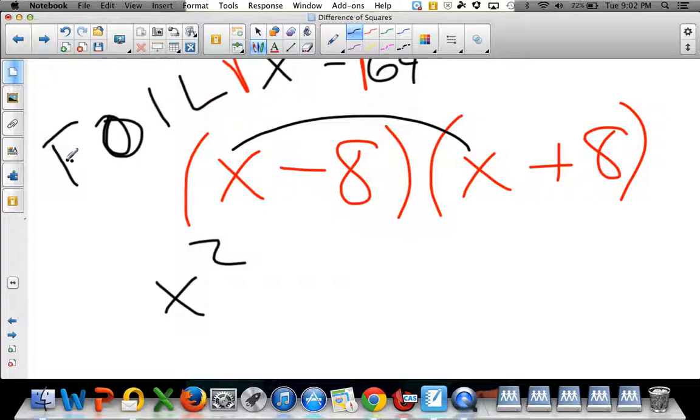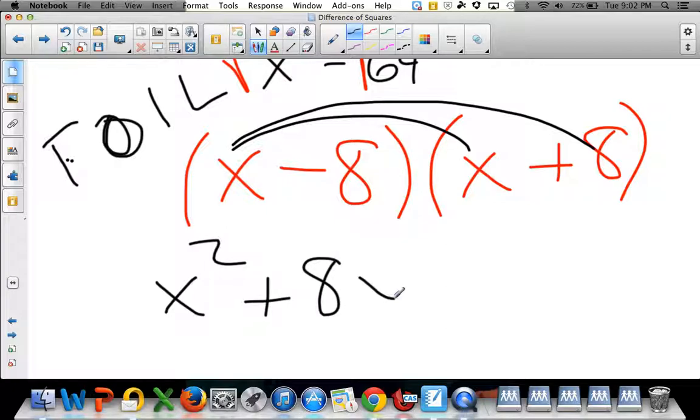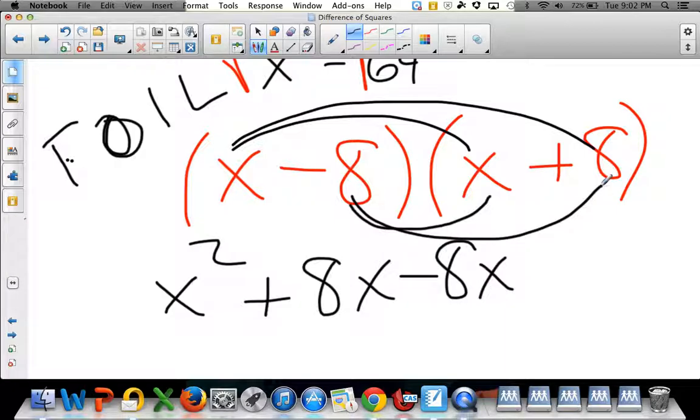So I did my first term, x and x, and got x squared. Then I did x times 8 and got 8x. Then negative 8 times x and got negative 8x. And negative 8 times positive 8 and got negative 64.